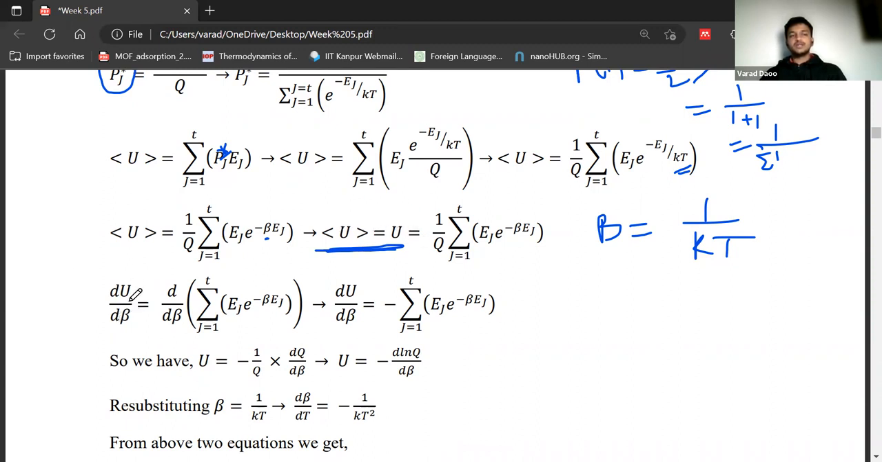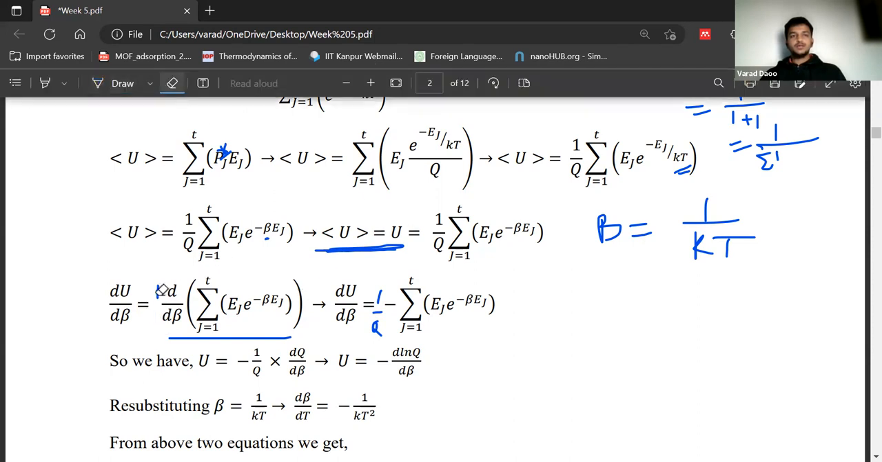Then we take the derivative of U with respect to beta, and take it inside the summation. I think there has to be 1 by Q here, right? There has to be 1 by Q. Then you take it inside and do the differentiation, so we get the derivative as this.